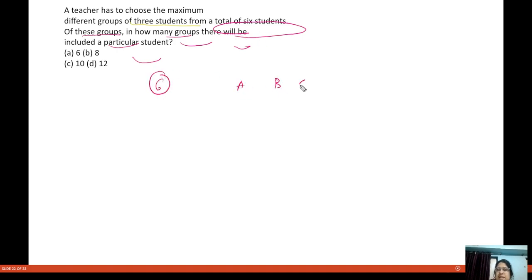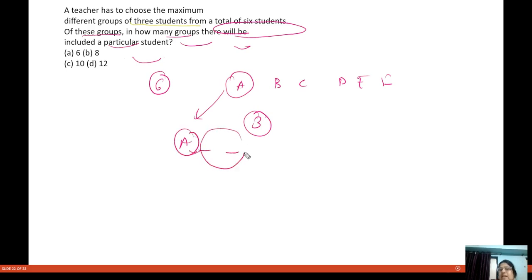Let us consider them as A, B, C, D, E, F. All students are different, and we have to choose groups of the students. Of these groups, in how many groups will a particular student be included? So let us say we have already included A. So how many positions are left for the other students to be filled? Two positions. Now how many children are left? Only five students. So in how many ways can we choose two students?